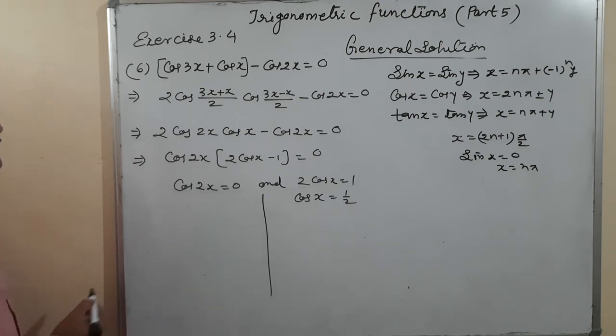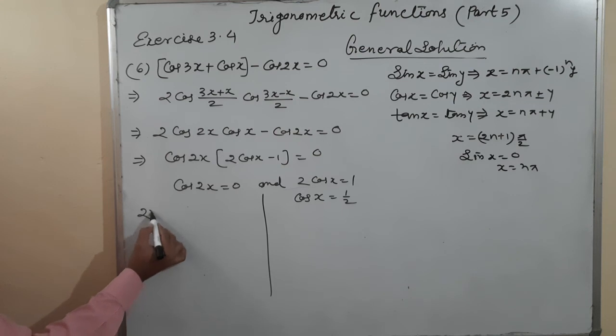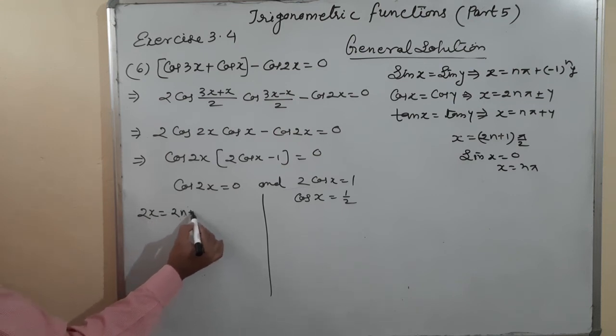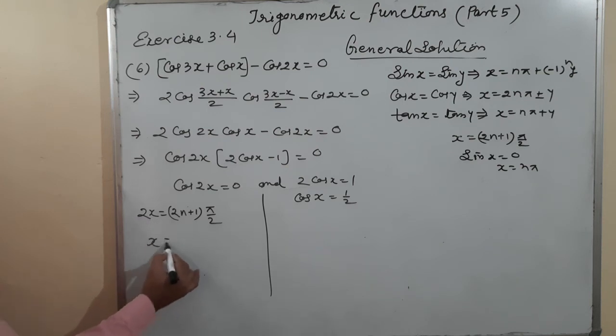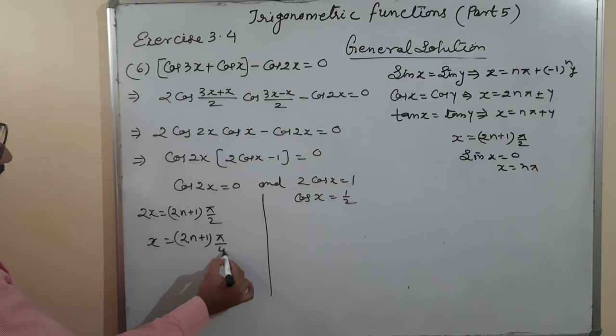Cos 2x is equal to 0. So we write here 2x is equal to 2n plus 1 pi by 2. Okay. Therefore x is equal to 2n plus 1, it is pi by 4.